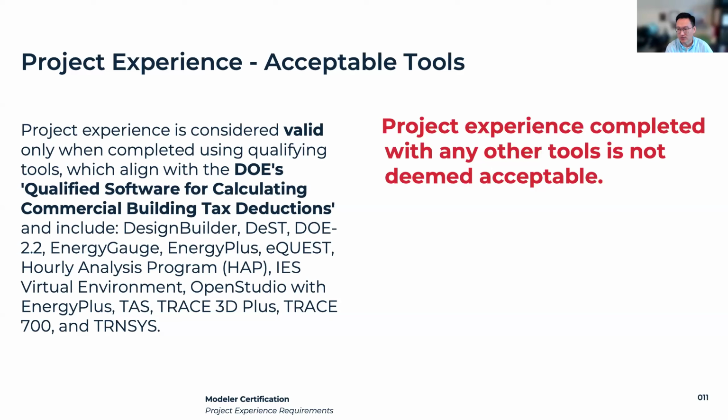So we went to the DOE website. DOE has a list of tools for 179D, the tax deduction, right? That list is pretty comprehensive and contains most of the common tools we use on the market. And we also said that any other tool, if it's not on the list, is not deemed acceptable. And this list could change.